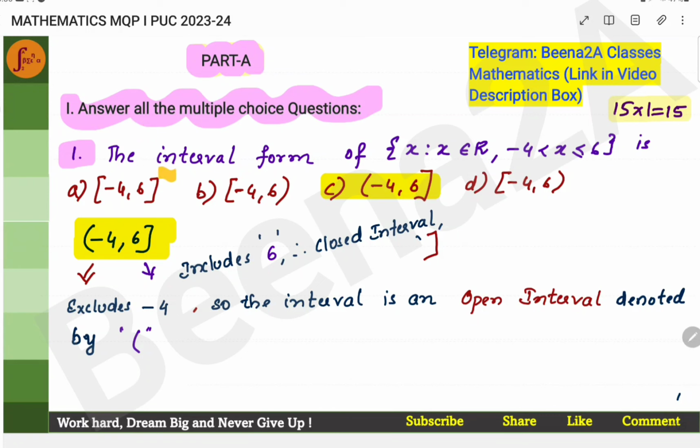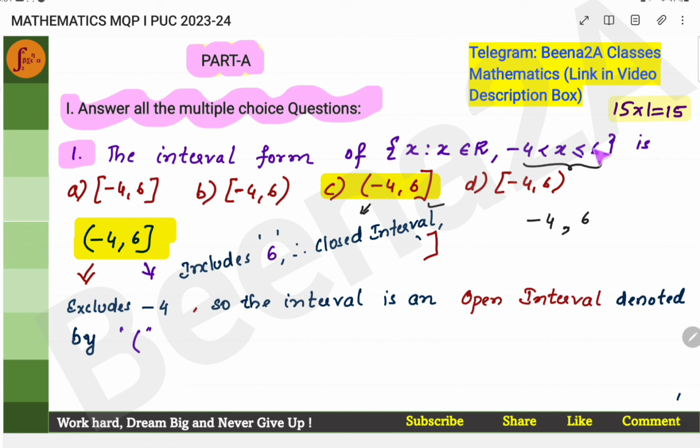First one: for the interval form of this particular expression, you have to choose which brackets are the right ones. Here the interval is between -4 and 6. Now what kind of brackets do we put? Should it be a closed bracket or an open bracket?